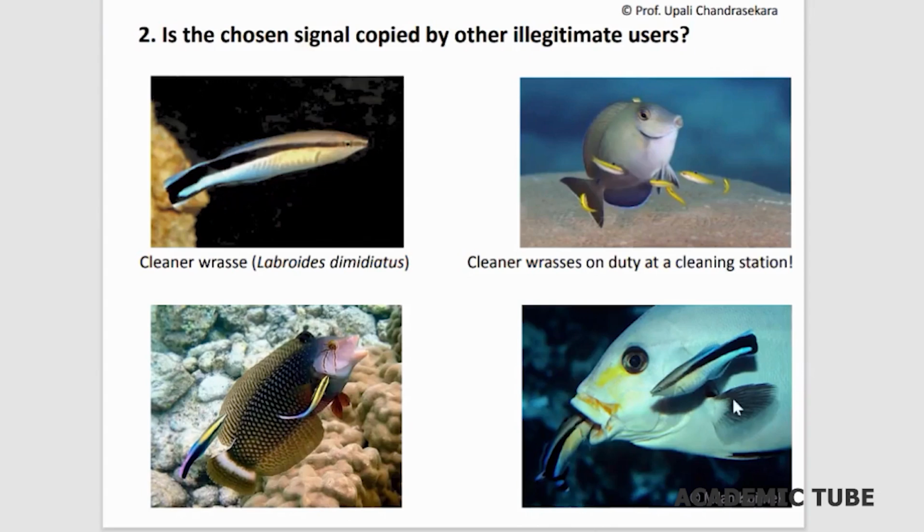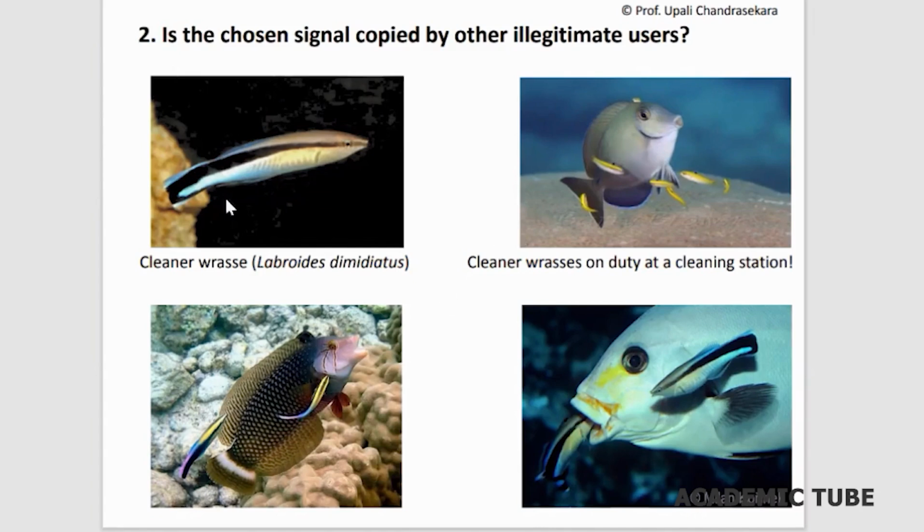Now the question is, how do these big fishes recognize the cleaner wrasses? They identify the cleaner wrasses by their unique color combination. The dark black band running along the body, anterior yellow, posterior bluish. This is the unique color combination that is unique to the cleaner wrasse. So this is the signal that the cleaner wrasses use to communicate with the cleaning-needed fishes.